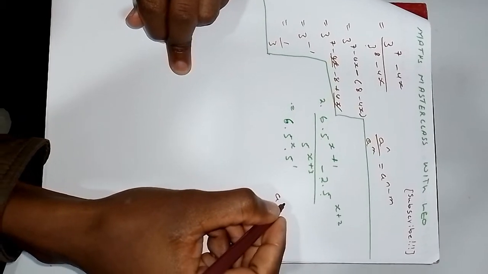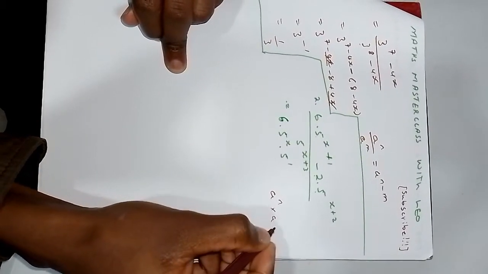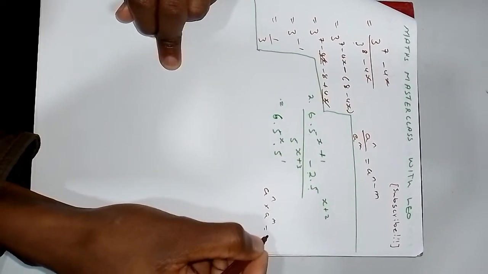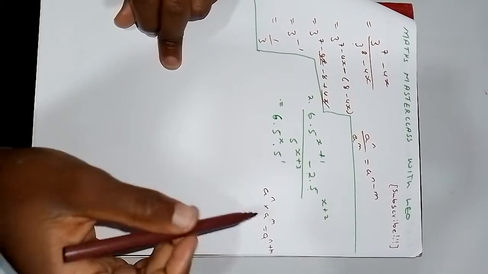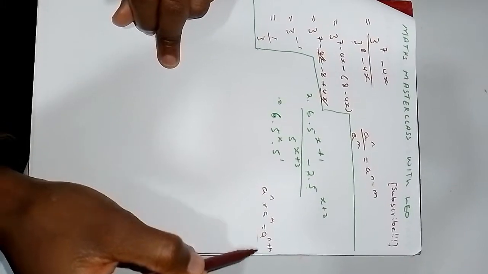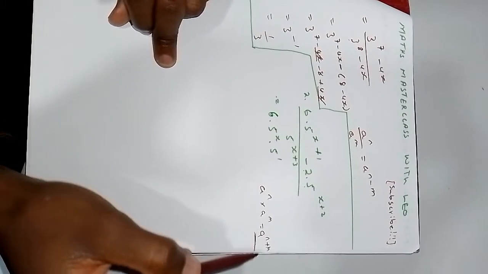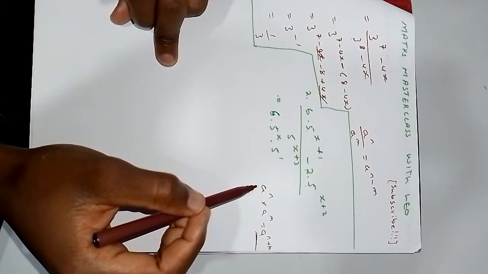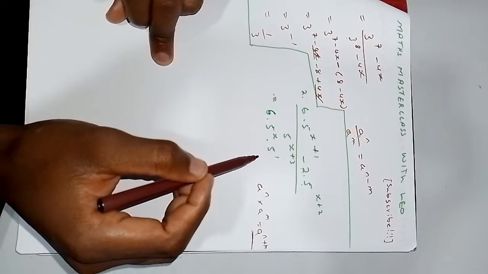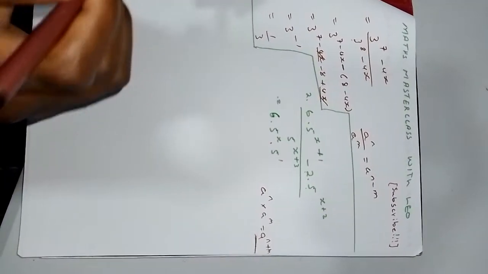a to the power n multiplied by a to the power m equals a to the power n plus m, not plus 1. So in this case, I have the final answer, which is 5 to the power x plus 1. Reverse it. I'm going to have 5 to the power x multiplied by 5 to the power 1. I hope you understand.